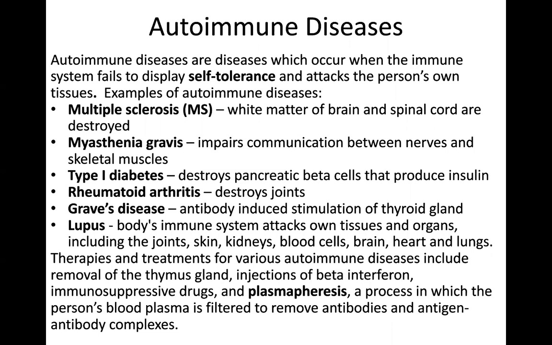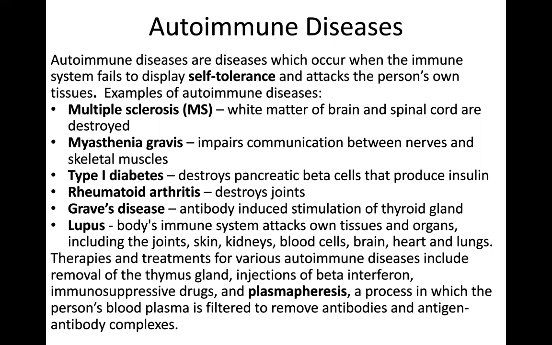Examples include MS, which I'm sure you've all heard that abbreviation before, short for multiple sclerosis. And I'm giving you just very, very brief descriptions of what happens. But in the case of people with MS, the white matter of the brain and spinal cord are destroyed. And that can be very, very detrimental to their overall health, obviously. Myasthenia gravis impairs communication between nerves and skeletal muscles. So that's obviously not a good thing.